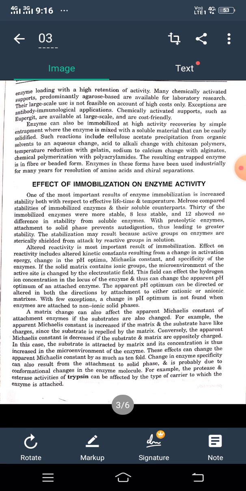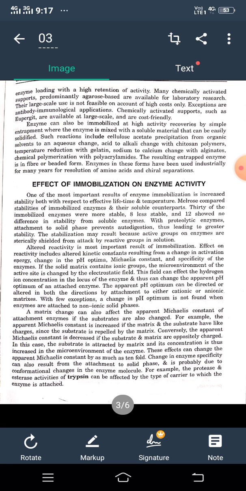Effect of immobilization on enzyme activity. One of the most important results of enzyme immobilization is increased stability, both with respect to effective lifetime and temperature. Melrose compared stabilities of immobilized enzymes and their soluble counterparts. 30 of the immobilized enzymes were more stable, 8 less stable, and 12 showed no difference in stability from soluble enzymes. So reactivity is the most important consideration of immobilization.